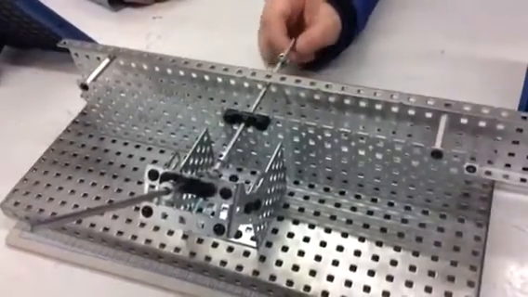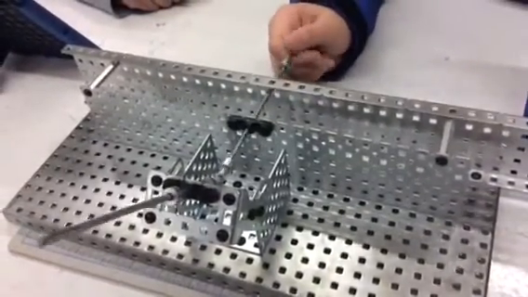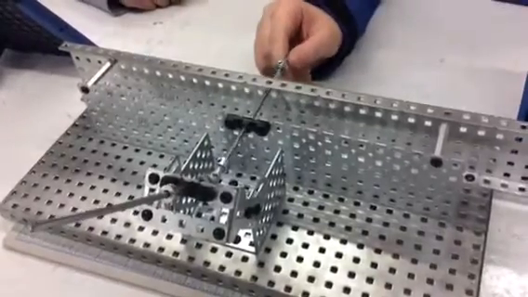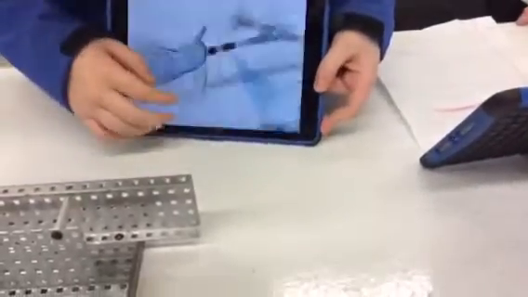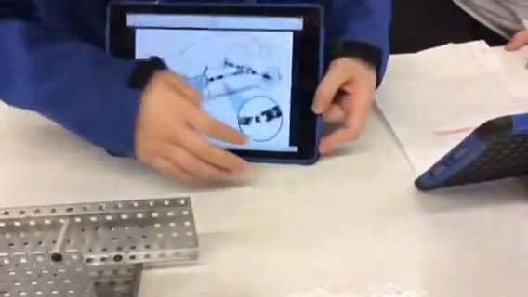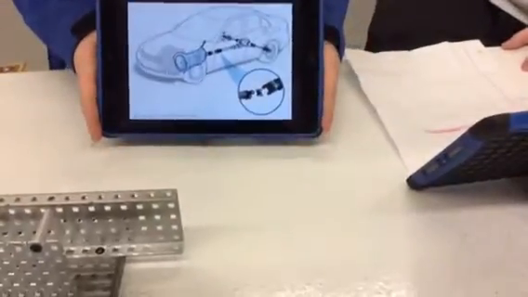The input and output shafts turn in the same direction. And an example where this mechanism could be used in real life is in the steering columns of many vehicles. Cool. Thank you very much.